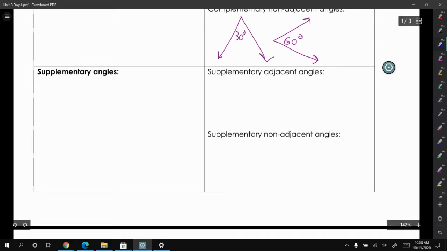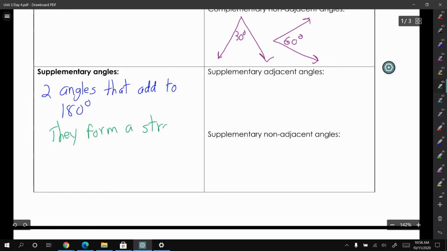Next definition is supplementary angles. This is two angles that add to 180 degrees. And remember, we called that a straight angle. They form a straight angle. And we can say, well, supplementary starts with S, straight starts with S. So supplementary angles form a straight angle, which is 180 degrees.